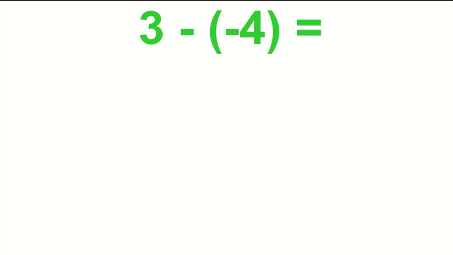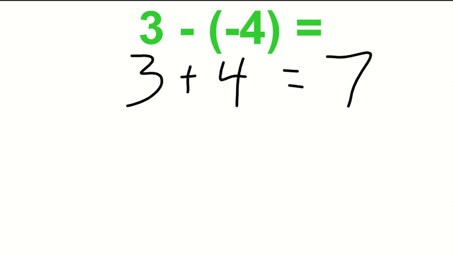What do we do for subtracting with negatives? Same change, change. First number stays the same. We change from subtraction to addition, and then we change the sign on the second number. Then we just follow the addition rules. This is just two positive numbers now, so 3 plus 4 gives us 7. Okay?